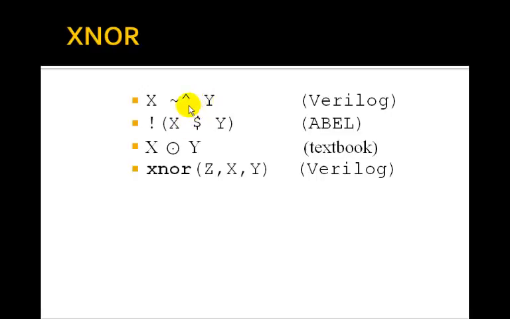So here are the symbols for XNOR. Again, Verilog, the tilde hat. In ABEL, you'd put not X $ hat. In textbooks you'll sometimes see a dot with a circle around it. Remember the exclusive OR was a plus sign with a circle around it. And the XNOR function in Verilog.